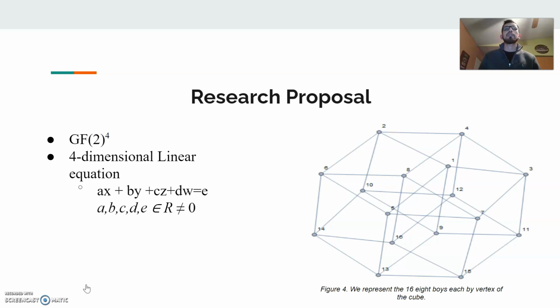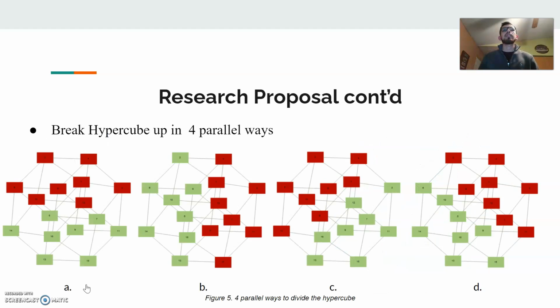Next, we're going to assign each of the players to a vertex of a hypercube, as we see in figure 4, from 1 through 16. Likewise, as in the first example, we're going to break up the hypercube in 4 parallel ways. We can break it up in a horizontal way as we see in figure 5a, in a vertical way as we see in figure 5b, and in 2 diagonal ways as we see in figure 5c and d.